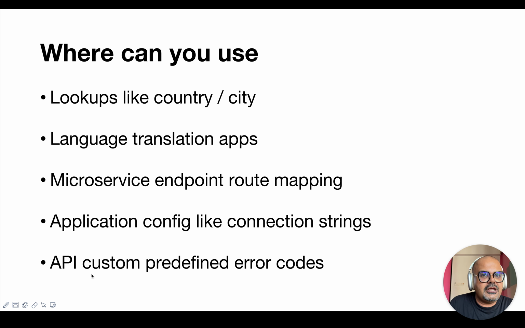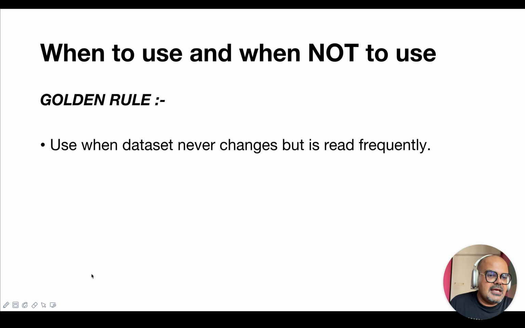Microservice endpoint routing, again, the golden rule applies. Application configuration like connection strings or any other key which you want to use, again, this rule applies because it doesn't change every day, but you use it at multiple places. The same goes for your API custom parameters. So this rule applies everywhere in your project.